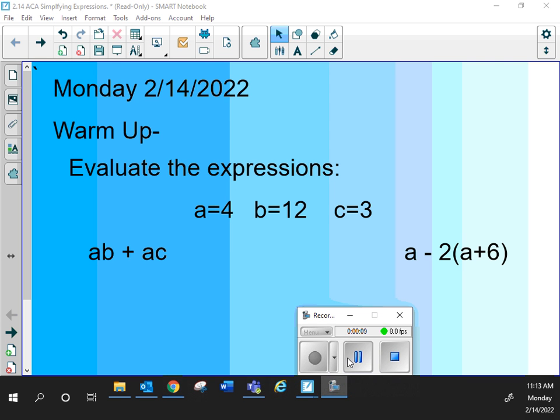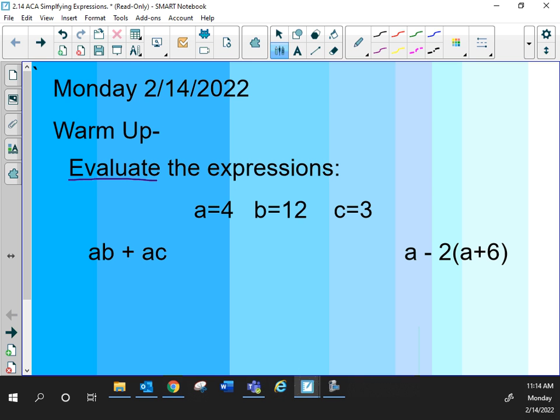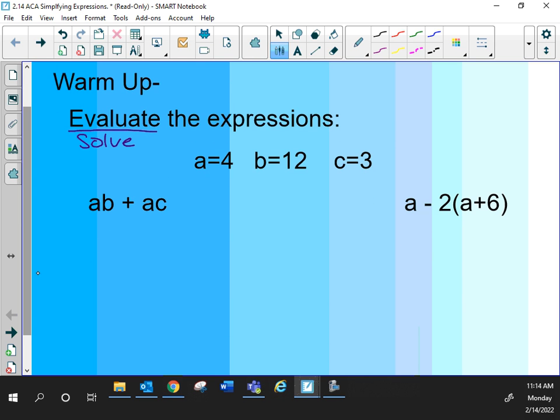Our warm-up is evaluating. Remember, evaluate is just a fancy word for solve the expression. Remember last week when we did this, what did we do first before we solved it? Yes, Kennedy? Very good. Substituted the letters for the numbers.